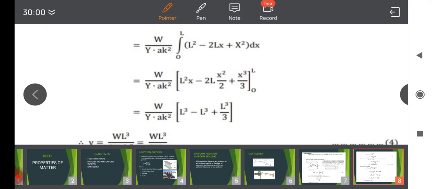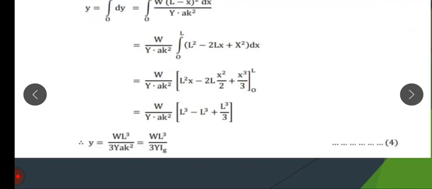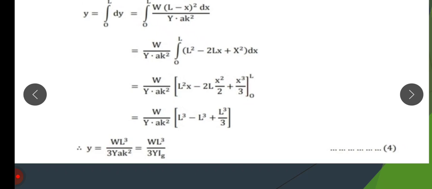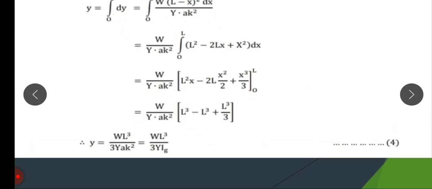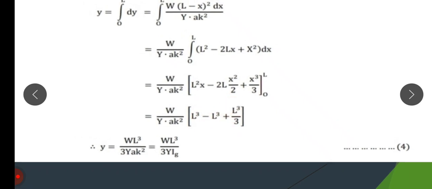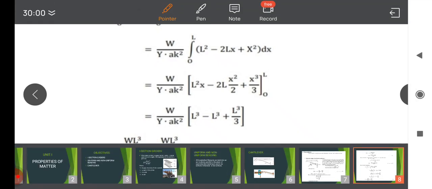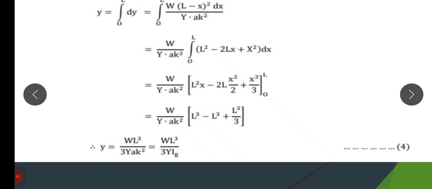Then next, we are left with the depression expression. Therefore the depression y is equal to w, and this bracket term consists of L cube divided by 3. So w L cube divided by 3 into Y k square, and here A k square will be taken as Ig. So the depression y is equal to w L cube divided by 3 into Y Ig. This is taken as equation number 4.